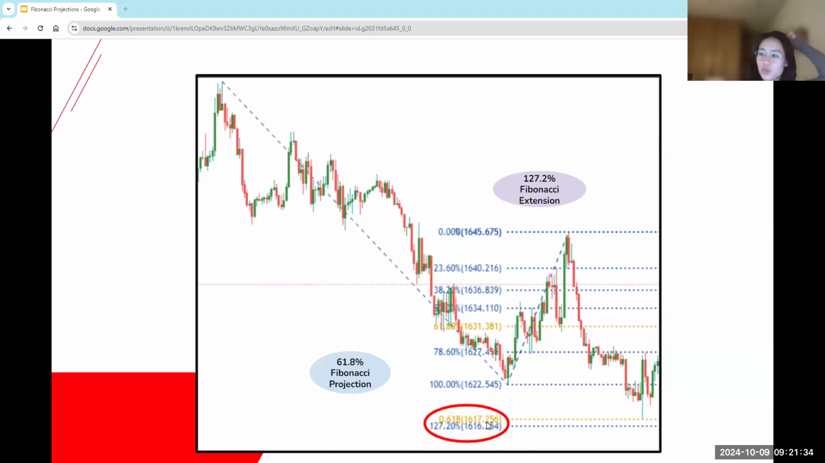And you can see our 61.8 projection lines up nicely with our extension, which resulted in price bouncing off of this confluence area here. It's already considered confluence as long as there are 2 or more Fibonacci levels lining up.